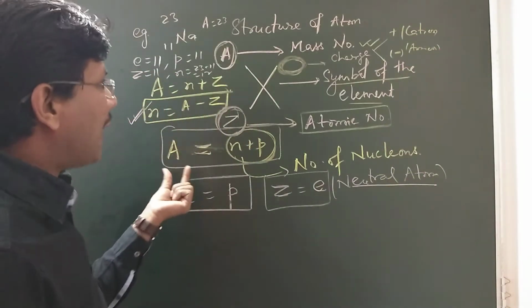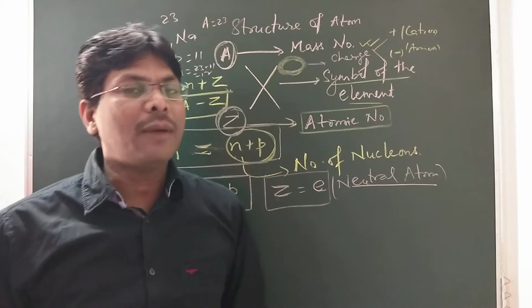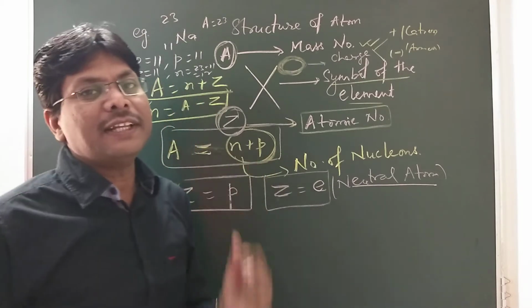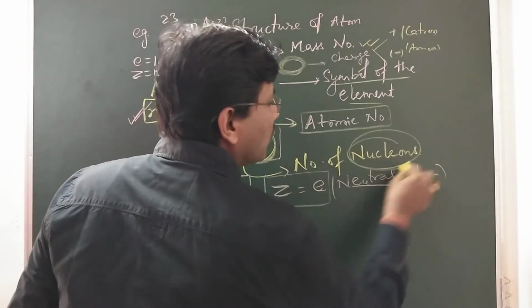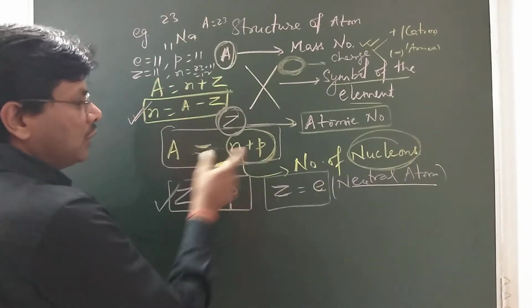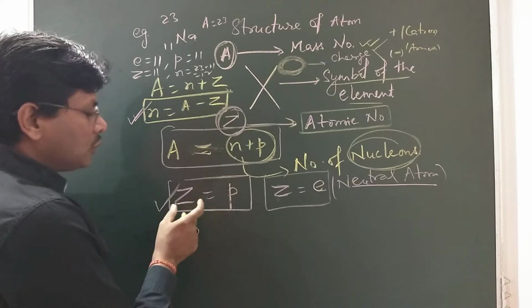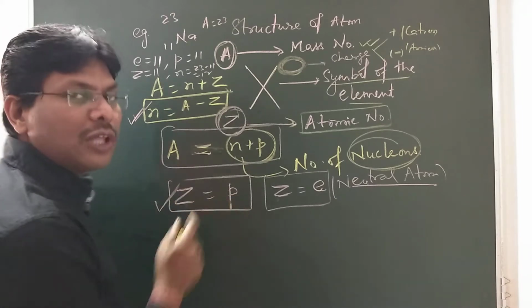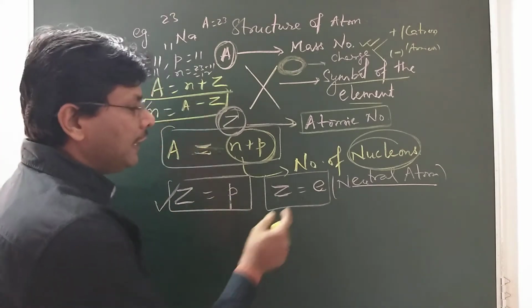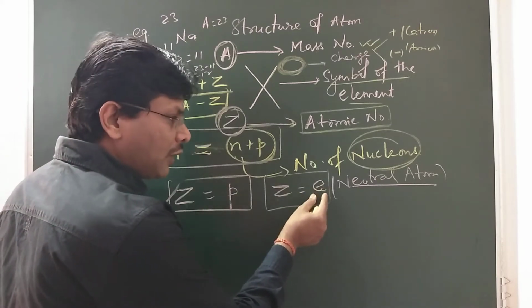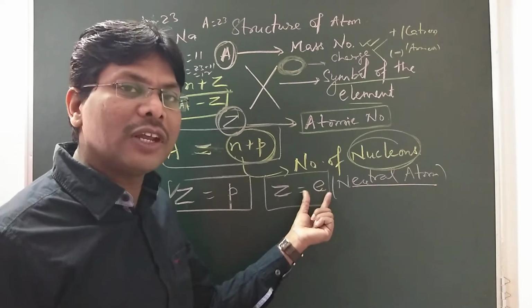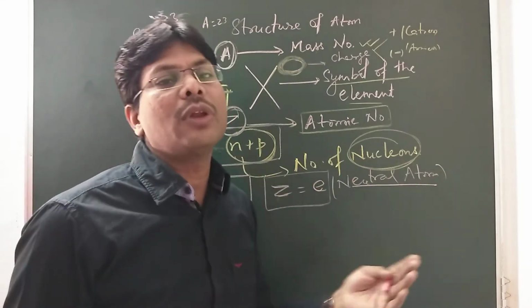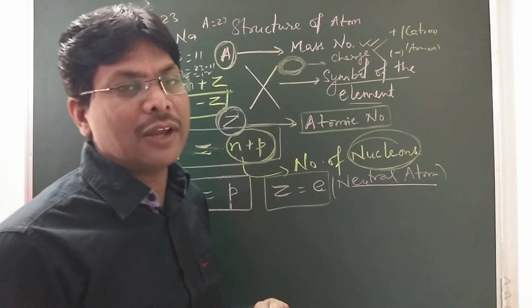So first is mass number. Mass number is the total number of neutrons and protons present in the nucleus of an atom. It is also called the number of nucleons. And P is proton. So atomic number is equal to the number of protons present in the nucleus. It is also equal to the number of electrons in a neutral atom outside the nucleus, or we can say extranuclear electrons.